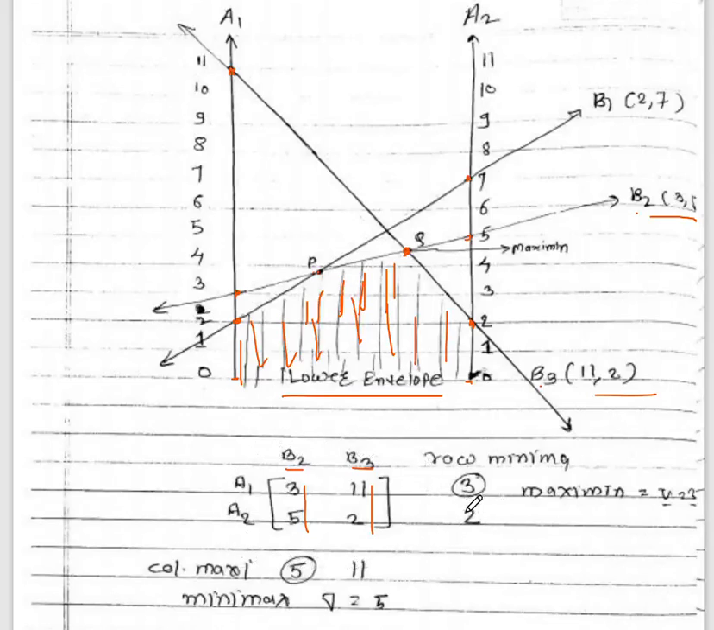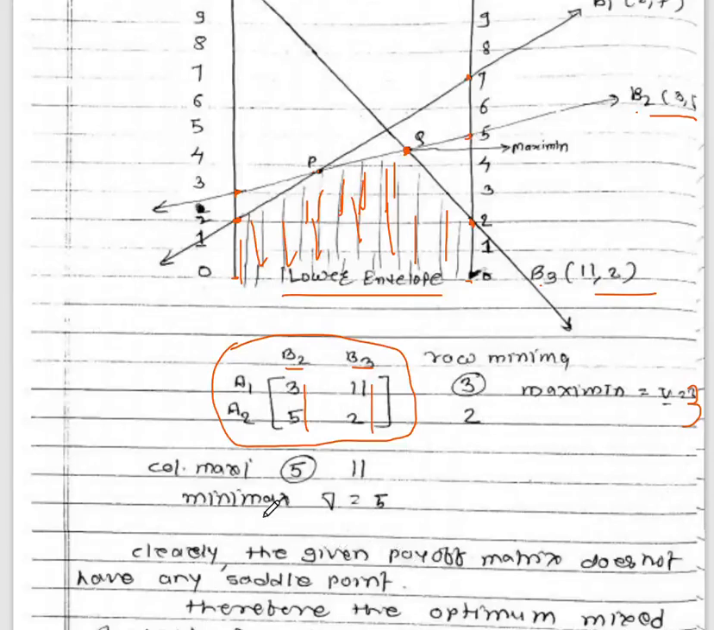Okay. So here, now we will solve this pay-off matrix by using the usual methods, that is the 2 by 2 pay-off matrix. So here find out the row minima. Row minima means the lowest value in each row, that is 3, and here 2. Maximin means the highest value in the row minima, that is 3.